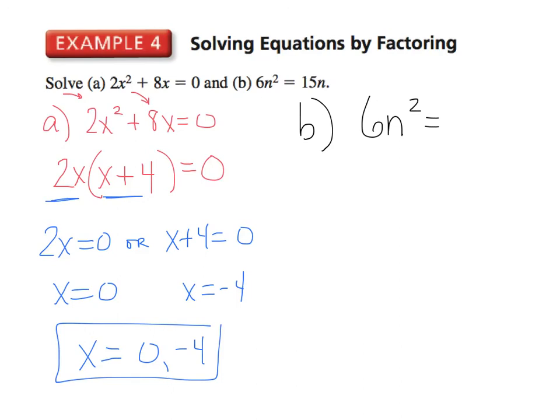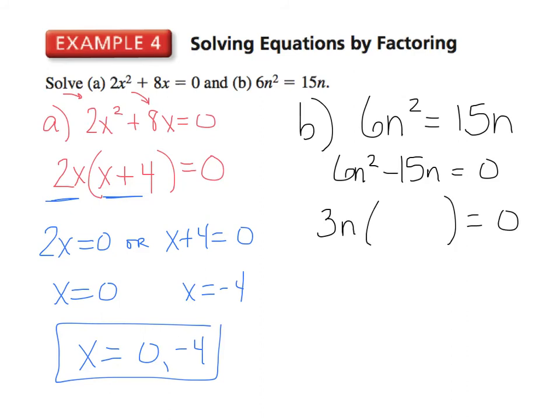B, 6n squared equals 15n. You must get it equal to 0. So I subtract the 15n on both sides. I get 6n squared minus 15n equals 0. You then must factor out a GCF. What can I factor out of a 6 and a 15? I can factor out a 3, and I can take out an n. If you take out the 3n, what binomial are you left with? You are left with 2n minus 5.